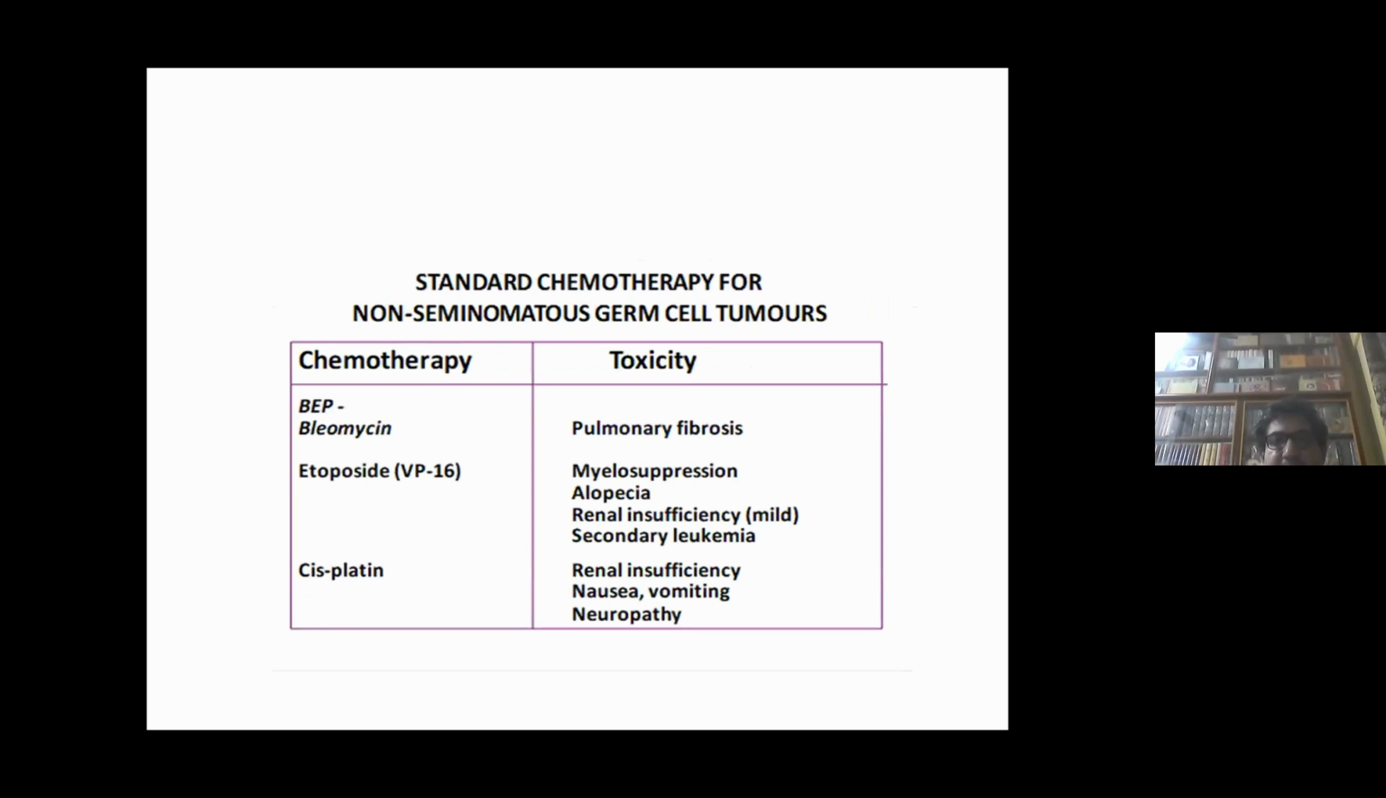Now, standard chemotherapeutic agents for non-seminomatous germ cell tumors are bleomycin, etoposide, and cisplatin. The toxicity of bleomycin is pulmonary fibrosis, while etoposide has myelosuppression, alopecia, renal insufficiency, and secondary leukemia. Cisplatin can cause renal insufficiency, nausea, vomiting, and neuropathy.